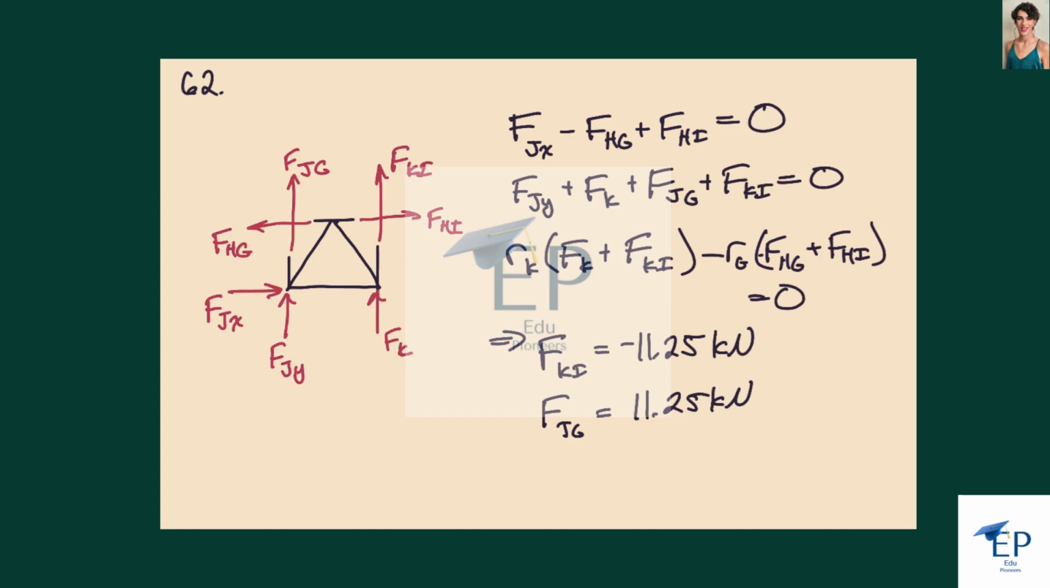So we can solve for FKI, and it is minus 11.25 kilonewtons, and FJG is 11.25 kilonewtons. And again, we could figure out what this difference is, but we weren't asked to do that. And so we can see again, these are in tension over here, compression over here.